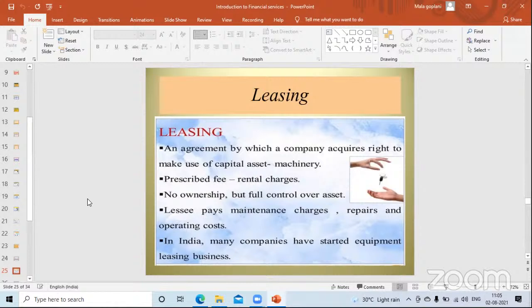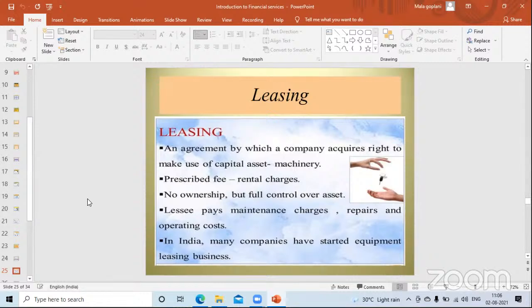is known as lessee. Okay, so leasing is when a company acquires the right to use capital assets like machineries, plant and machineries, and big equipments. That type of agreement between two companies, one is lessor and another one is lessee, is known as leasing. There is a prescribed fee which is known as rental charges. There is no ownership transfer. That means ownership will be in the name of lessor only, the company who owns the equipment. Full control over the assets will be given to the customer, the client who takes it on rent.